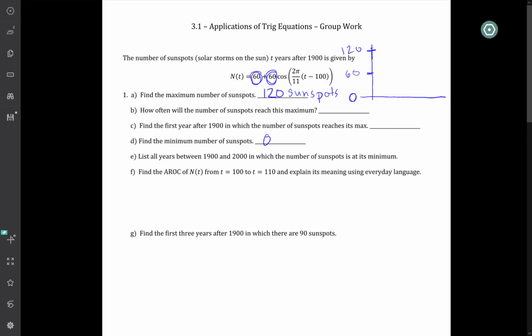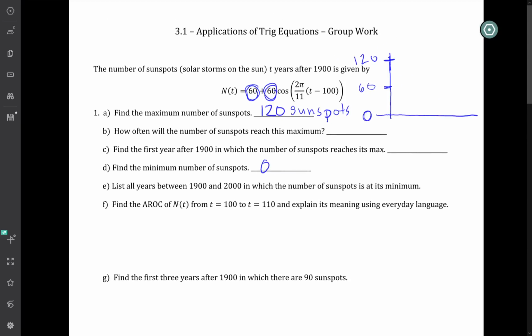I'm going to zoom in a little so that I'm not struggling so much to make this fit. Okay, we also want to know how often it will hit that maximum. So that to me sounds like a period question. If I know the period, I know how often it goes from max to max. So this number right here is going to be key for finding my period.